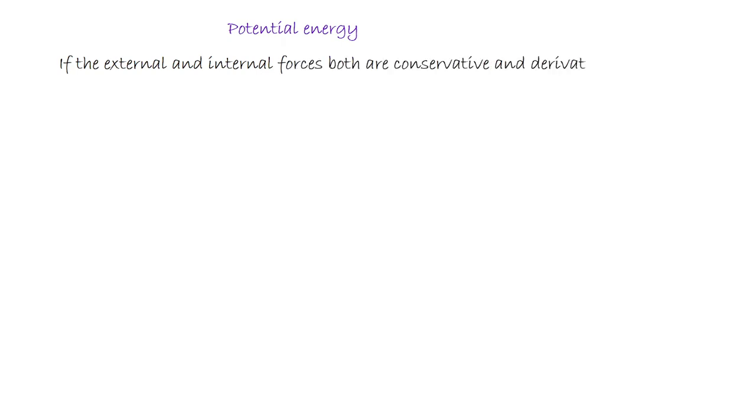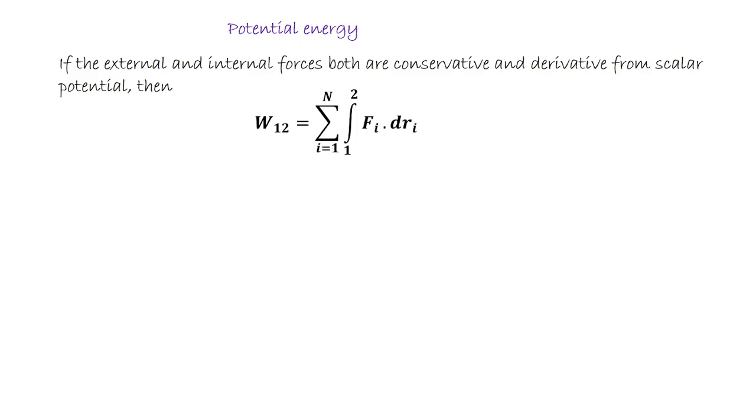Now, a similar type of equation I'm going to extract from the potential energy, like W1 to 2 equal to T1 minus, sorry, V1 minus V2. So I need that formula. In potential energy, the external and internal forces are both conservative and derivable from scalar potentials. So this is our work, F dot dr. Simply, we are expressing force in terms of potential energy.